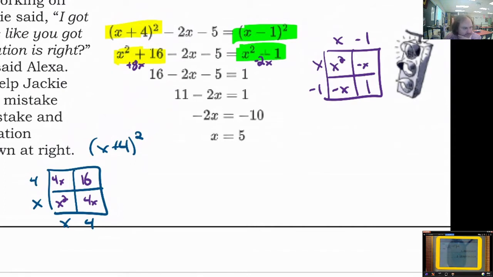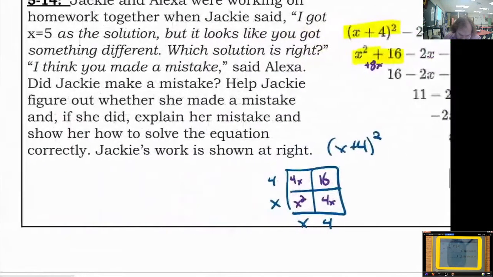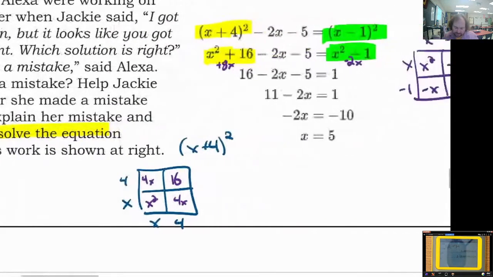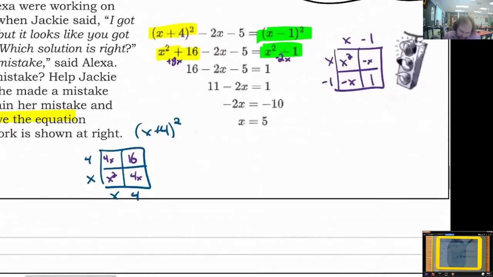Did this question ask us to solve for the original problem? I guess we do need to solve it, don't we? I'm looking at the answers over here. Yeah, show her how to solve the problem correctly. So yeah, what happens is that we forgot about the extra bits when you're squaring something. That's a tough thing to remember.